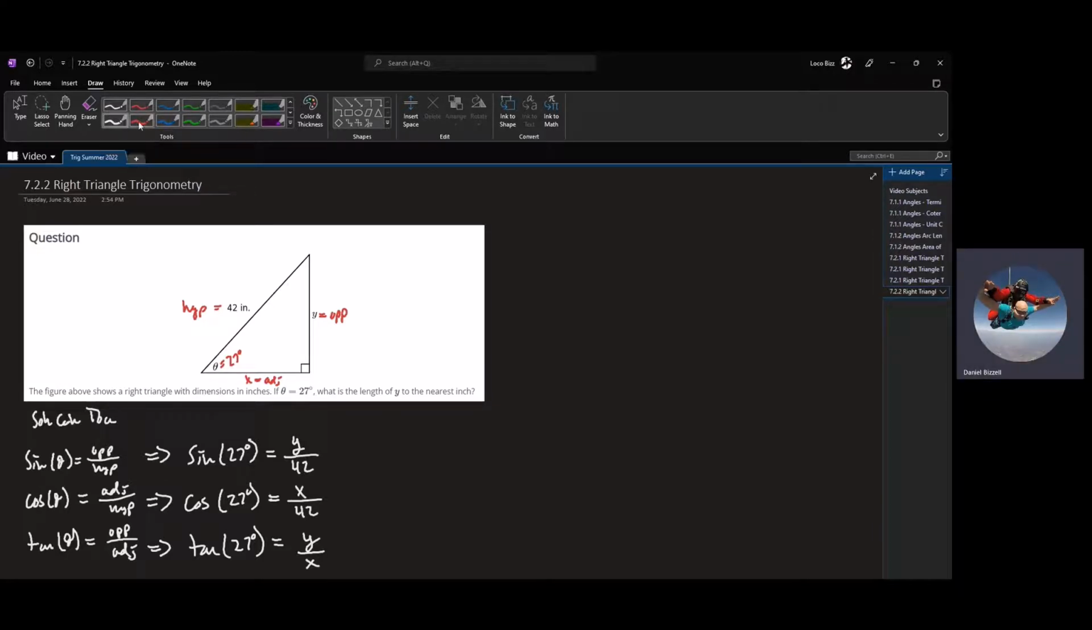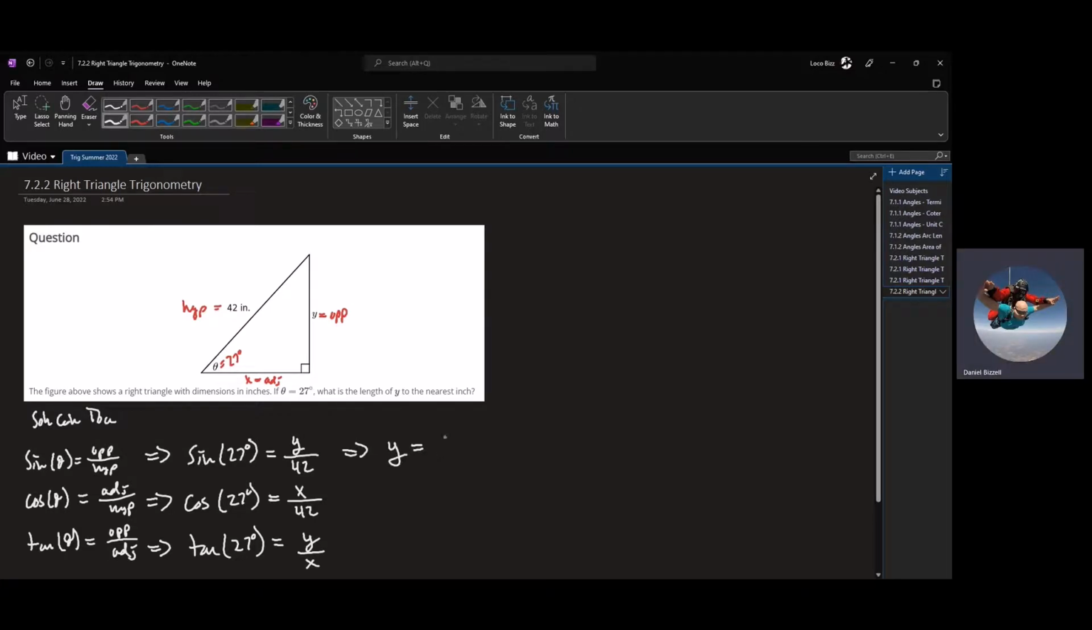Okay, since we're trying to solve for y, only this equation will work because the cosine equation gives us an x, and then the tangent equation we can't use at all because it's got two unknowns, and we can't solve for two unknowns with one equation. So cosine is what we would use if the question was asking for x, but we want to use sine because it's got one unknown and it allows us to solve for y.